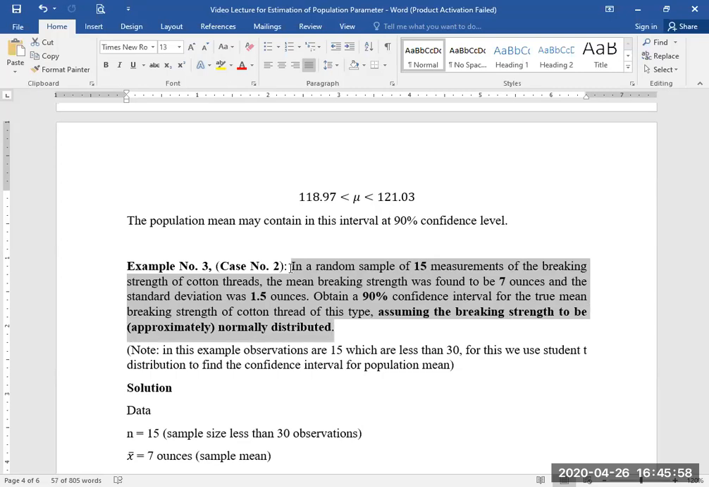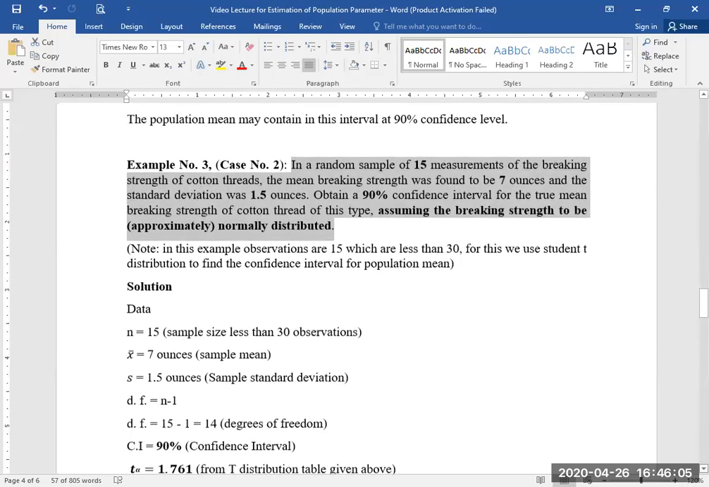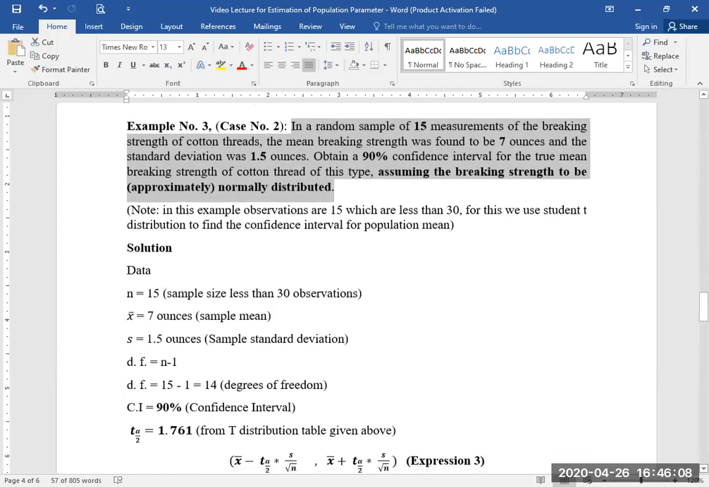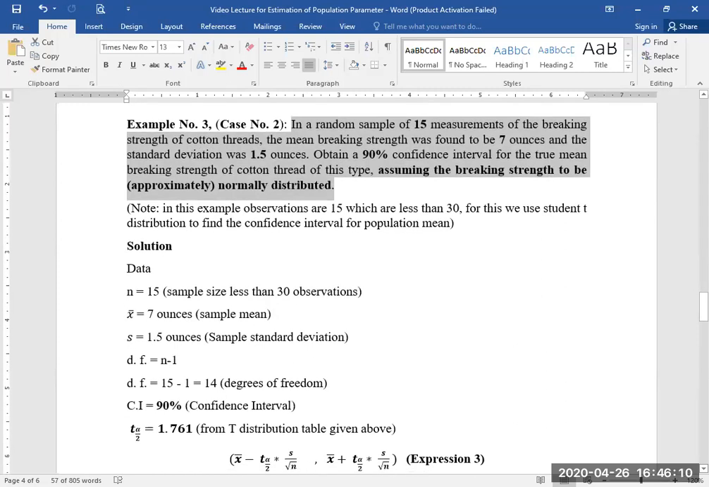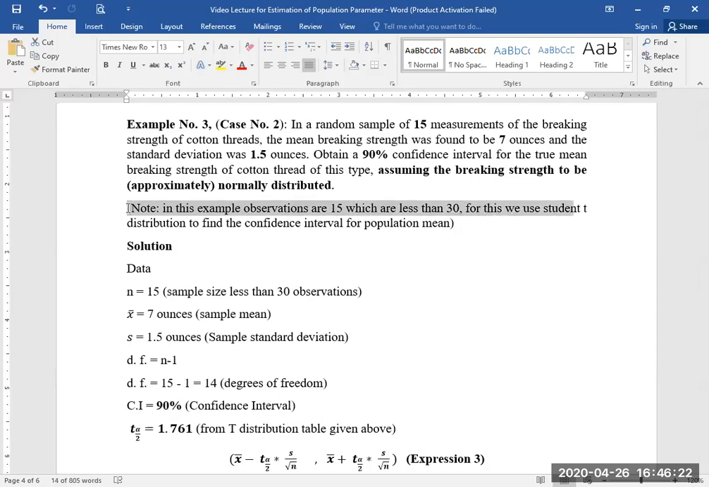Students, the standard deviation of the population is not given, so it is unknown. And also, the sample observations are fewer than 30. Here we have written a note for you. Note: in this example, the observations are 15, which is less than 30. For this, we use the student t distribution, which is approximately normally distributed, to find the confidence interval for the population mean.